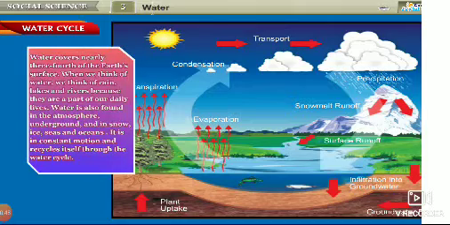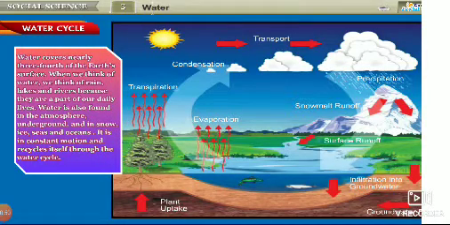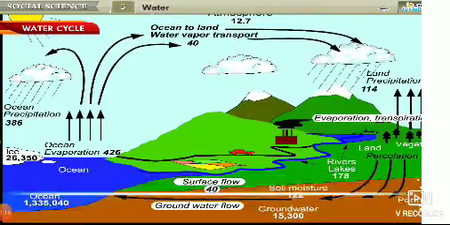Water cycle. Water covers nearly 3/4 of the Earth's surface. When we think of water, we think of rain, lakes, and rivers because they are a part of our daily lives. Water is also found in the atmosphere, underground, and in snow, ice, seas, and oceans. It is in constant motion and recycles itself through the water cycle.